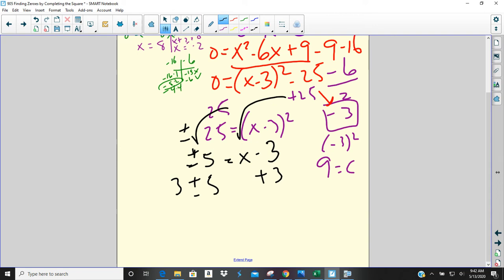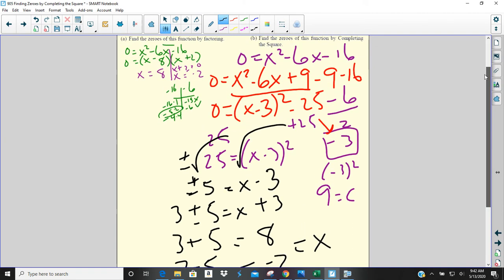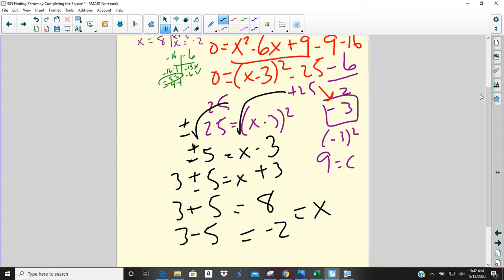So I'm left with 3 plus or minus 5 equals x. I can't leave it like that. It's sloppy, it's not cleaned up, it's not simplified. So I have to then do 3 plus 5 and 3 minus 5, and I'm left with 8 and negative 2, and those both equal x. And that's what we got, if you recall, when I factored. So both ways work, okay?